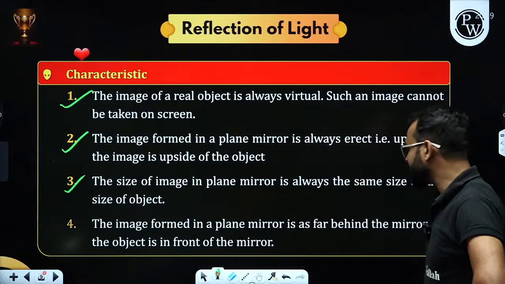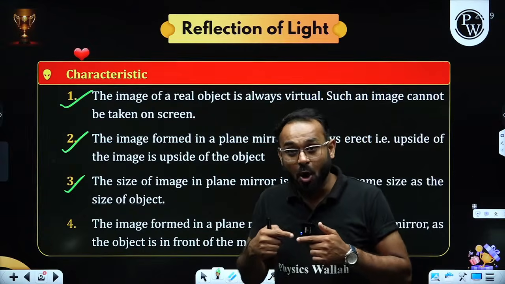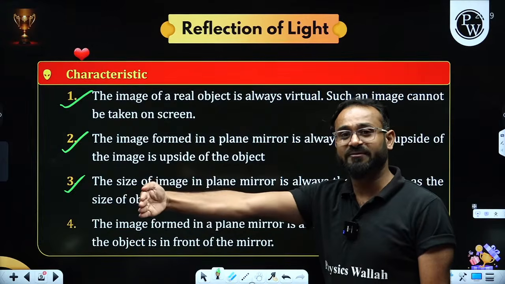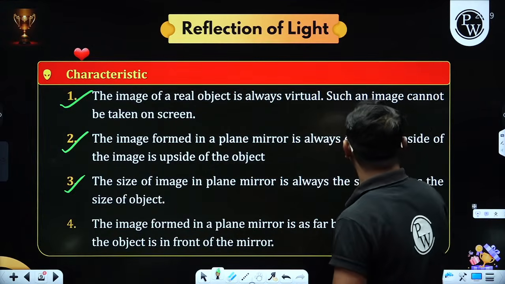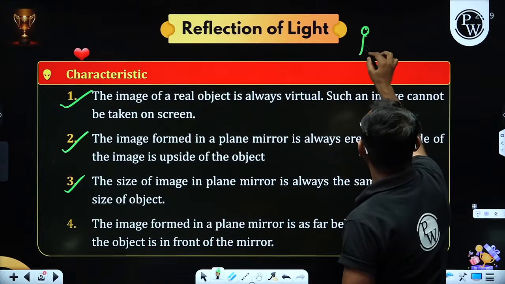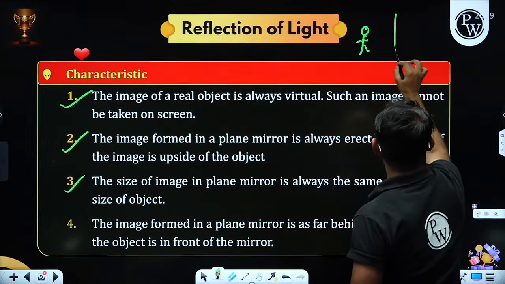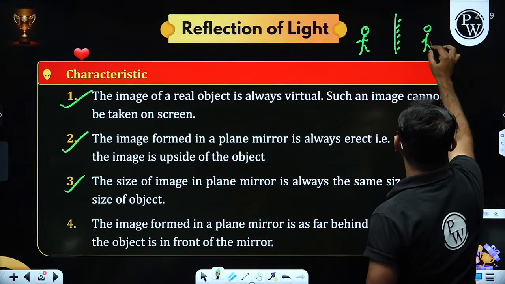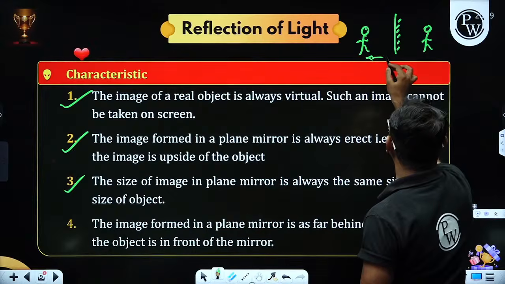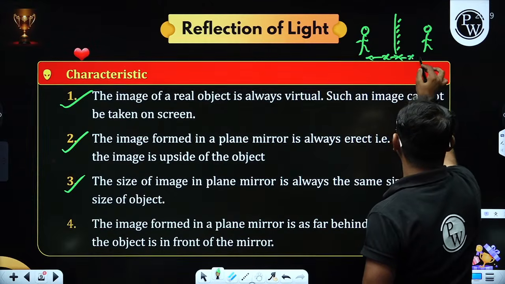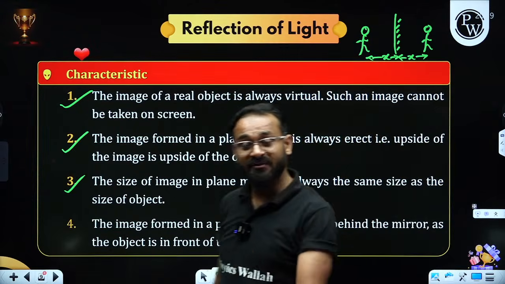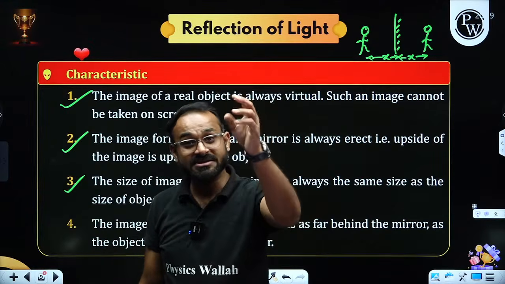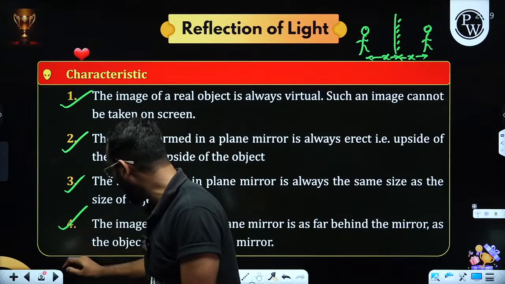What are the other characteristics? The distance between the object and the plane mirror. Consider this is the distance of the plane mirror from the object. You are standing over here. This is the plane mirror. So if this distance is x, the image distance from the plane mirror will also be x only. Simple. Fine, sir, we have got point number 4.